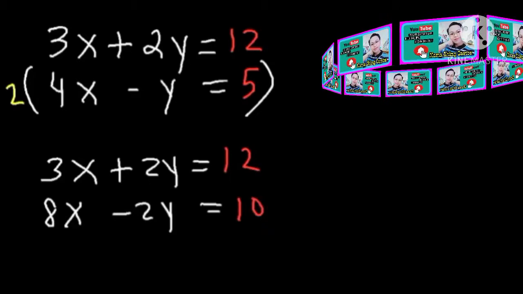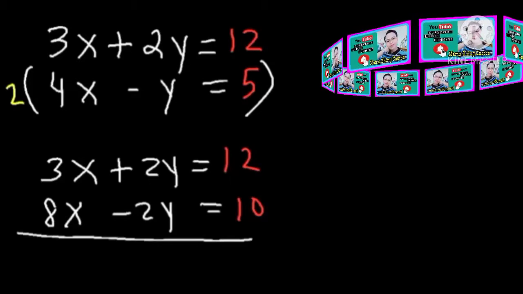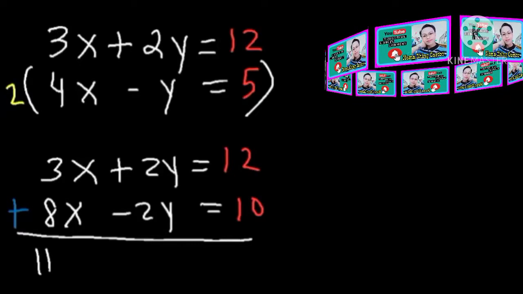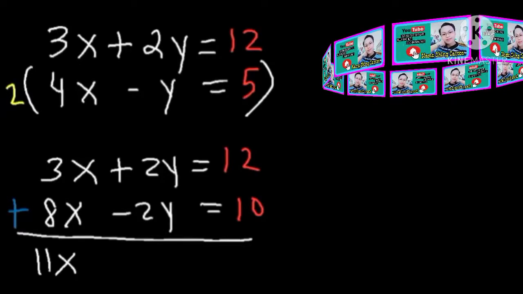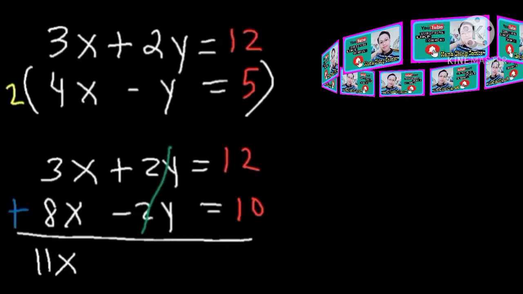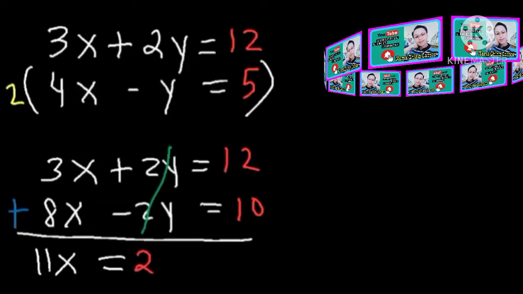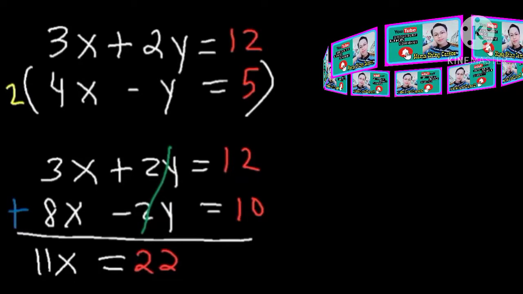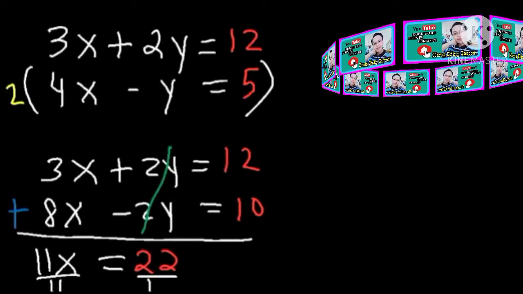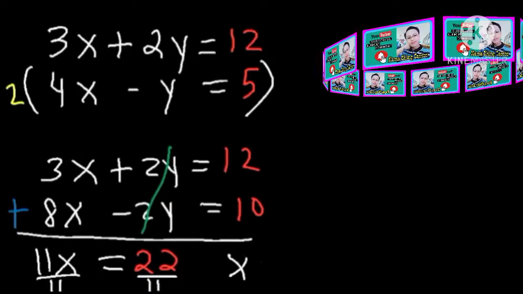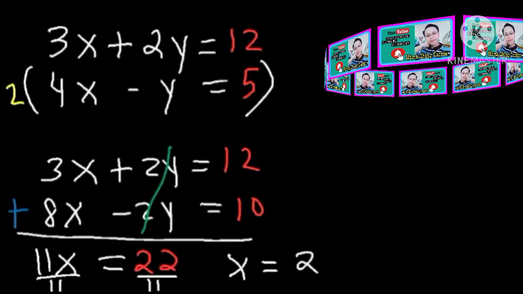Now we can add the 2 equations. 3x plus 8x is equal to 11x. 2y and negative 2y cancel. And 12 plus 10 is equal to 22. So now the next thing we need to do is divide both sides by 11. 22 divided by 11 is 2, so therefore x is equal to 2.